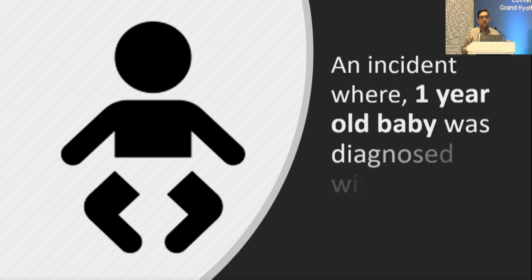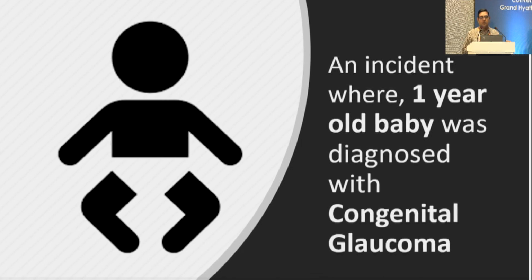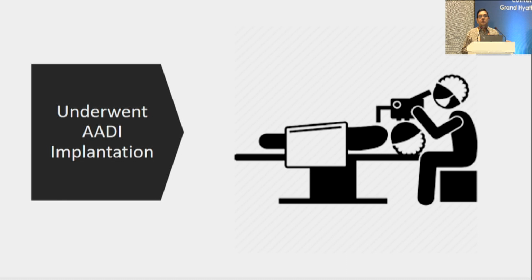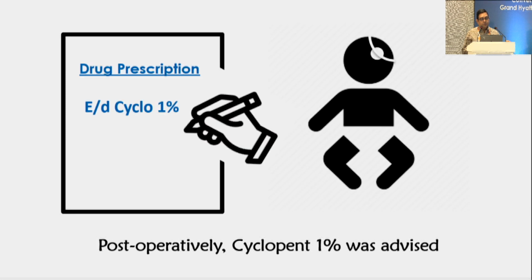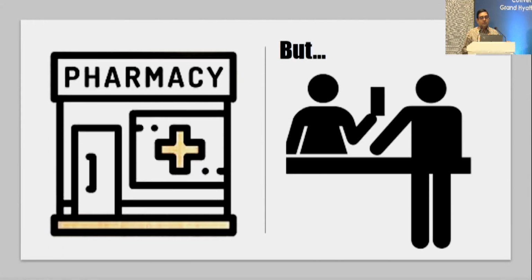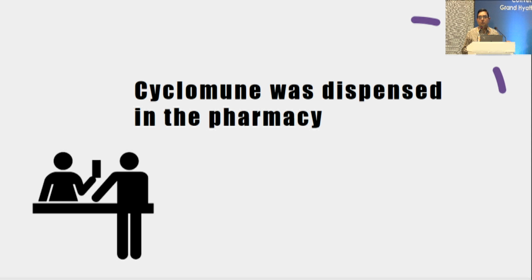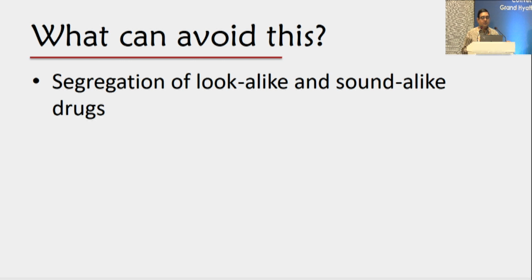So to give an example, this was an incident where a 1-year-old baby was diagnosed with congenital glaucoma, underwent a glaucoma valve implant, and the patient was advised cyclo 1%, which meant cyclopentolate 1%. Now, the source of error starts here, where it was cyclo 1%, and it was written in a short form. In the pharmacy, the patient received Cyclomune. So this resulted in Cyclomune being dispensed. So how can you avoid these type of things?